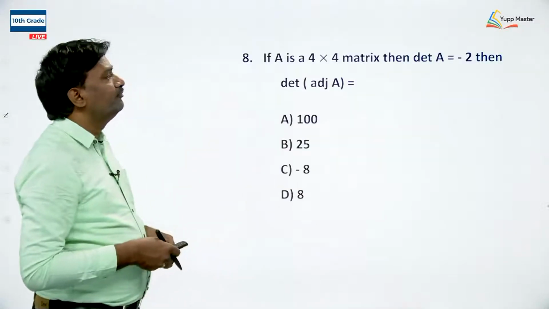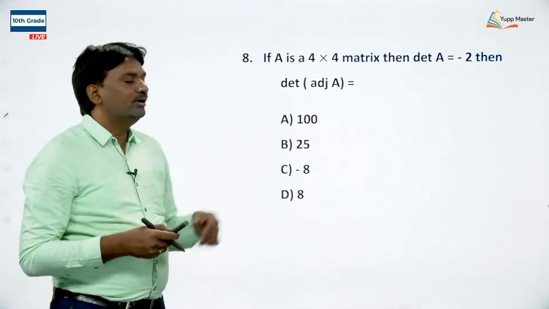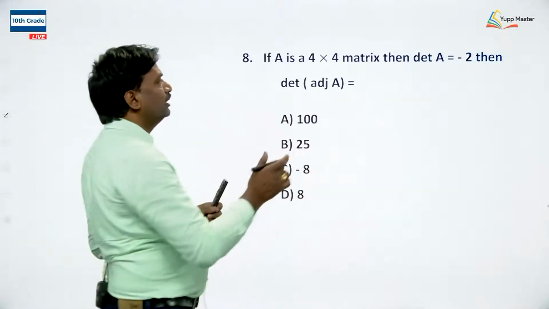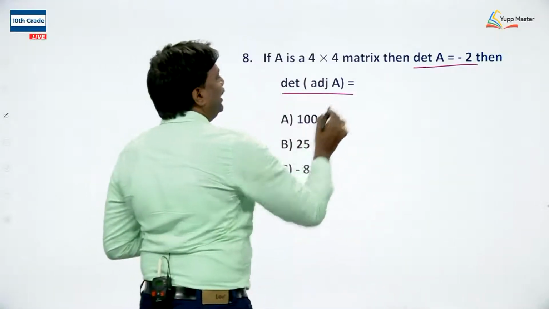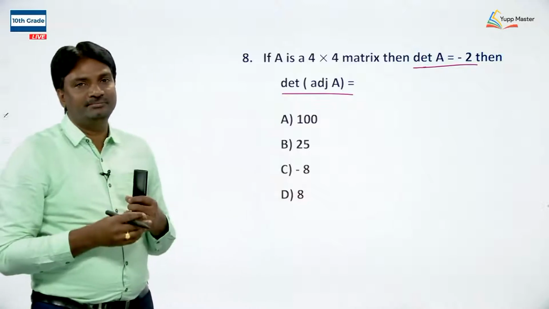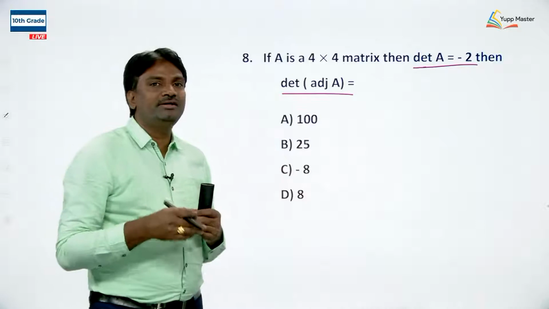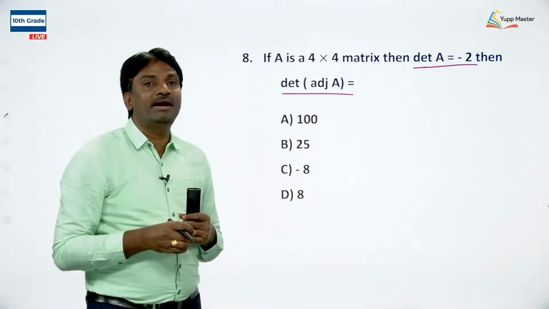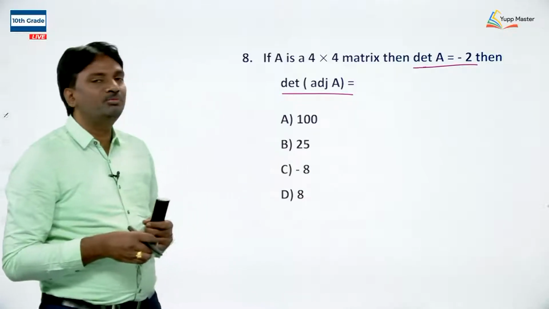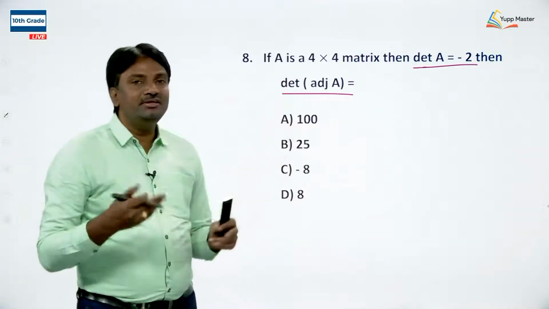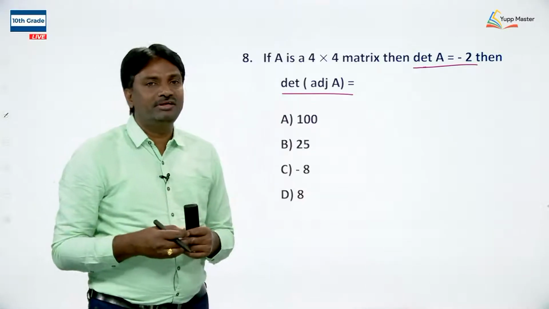Next, if A is a 4 cross 4 matrix, then det A equal to -2, then det of adjoint A equal to. If A is a 4 cross 4 matrix and det A is given as -2, we have to find the determinant of adjoint A. So we know the formula: determinant of adjoint A equal to det A power n minus 1. Det A is given as -2. So -2 power n minus 1. Since A is a square matrix of order 4 by 4, in place of n we can write 4.